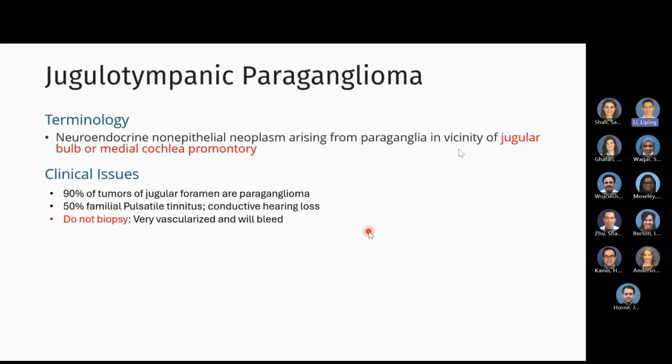Okay, the next one is a paraganglioma, but because of this special anatomic location, the name is Jugulotympanic Paraganglioma. 90% of the tumors in this special area, the jugular foramen area, are paraganglioma. So if the clinician finds a mass or tumor around this area, 90% you will make this diagnosis. Why is it important? Because if you're suspicious for this diagnosis, do not biopsy, because it is really vascular and really bleeds, and it is really difficult to stop the bleeding.